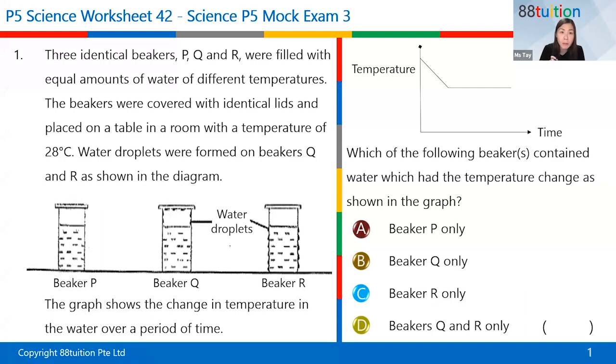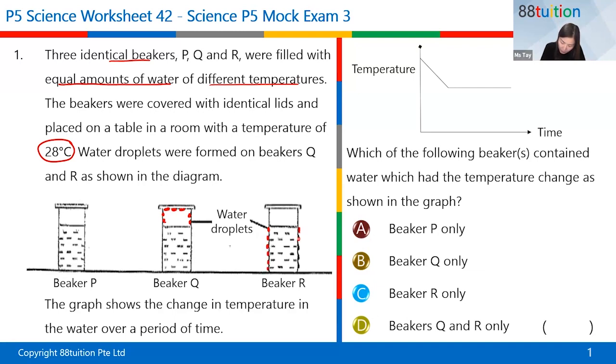So there are 3 identical beakers. One way for you all to really understand the question is to write down all the points. So 3 identical beakers, they are called PQR. They are actually filled with equal amounts of water, right? Equal amount of water is one thing you must take note of, but they are at different temperatures. These beakers were covered with identical lids, so it's a fair test, right? In this sense. And placed on a table in a room with a temperature of 28 degrees Celsius. Water droplets were formed for the beakers Q and R as shown. So the water droplets are here on the inside, and then over here, it's on the outside.